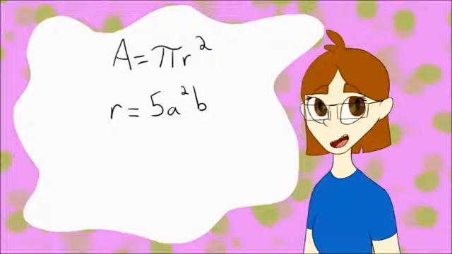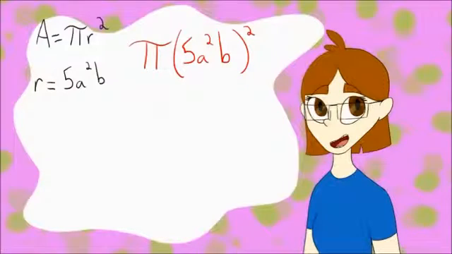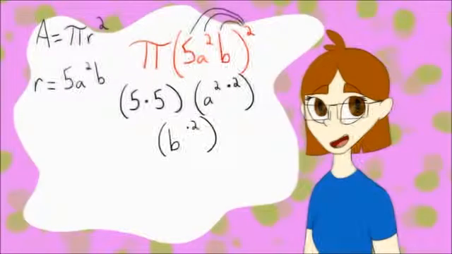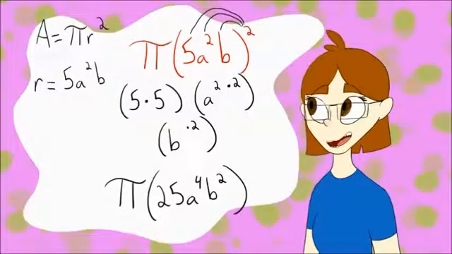So the first thing we need to do is plug in the 5a squared b to where the r is in the equation. So your new equation should be pi times (5a squared b) squared. Now, you need to distribute the 2 to the b, the a squared, and the 5. So now you must solve 5 times 5, a squared times 2, and b times 2. So your final equation should be pi times 25a to the 4th b squared.